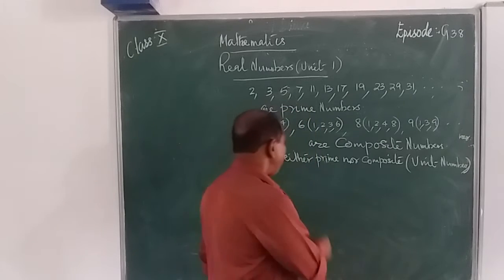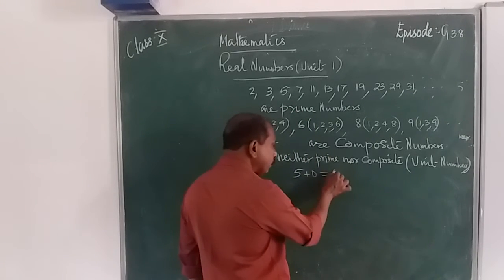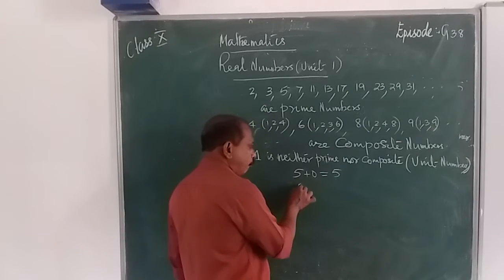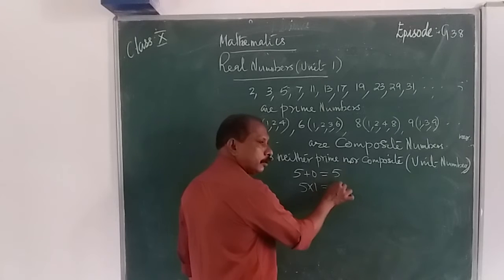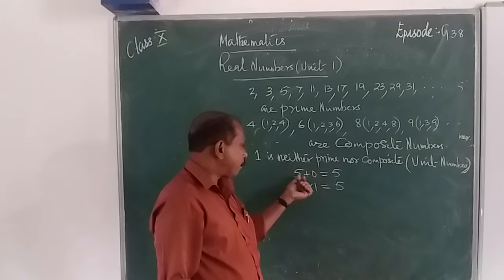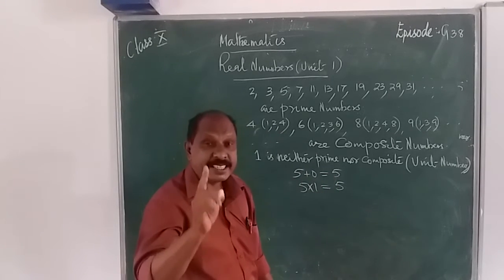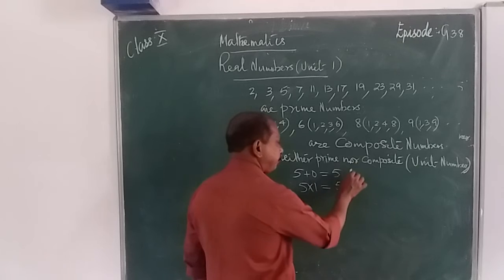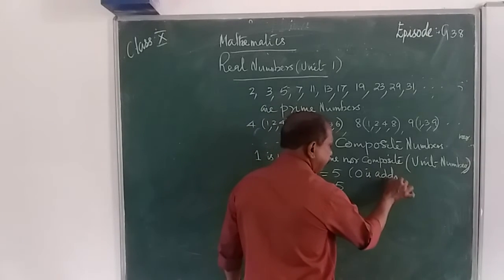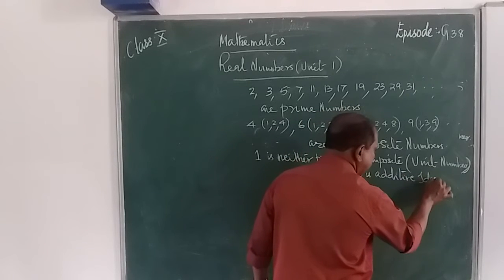Now listen. 5 plus 0, what is it? 5. 5 into 1, what is it? 5. Therefore, 5 plus 0 is equal to 5. Therefore, 0 is the additive identity.